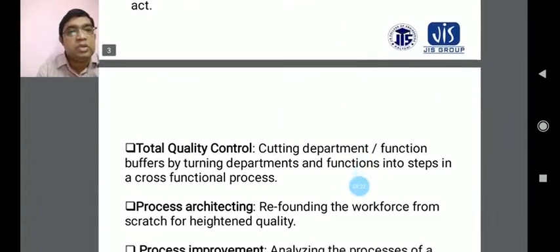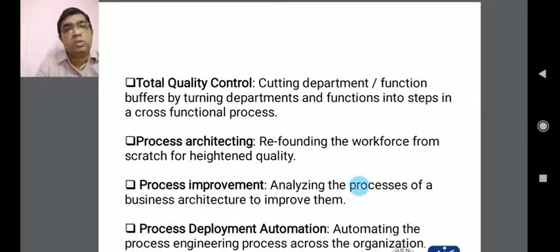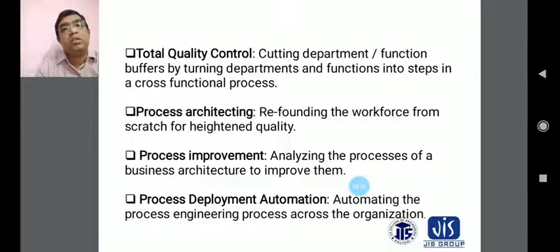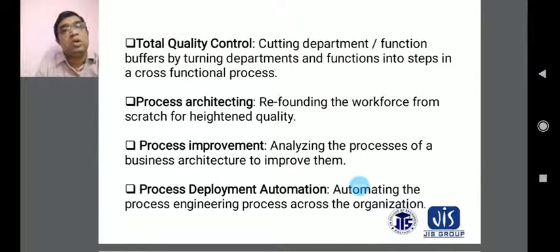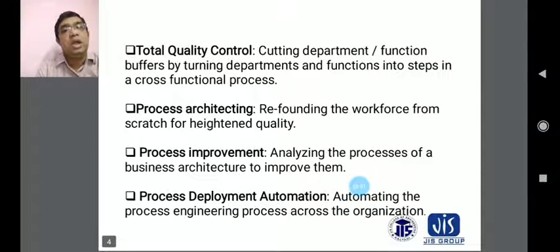And another thing is total quality control. Basically, all types of quality, internal and external, can be controlled during the quality process. This is considered total quality control. Basically, it cuts departmental and function buffers by turning departments and functions into steps in a cross-functional process, which is done during the total quality control process.